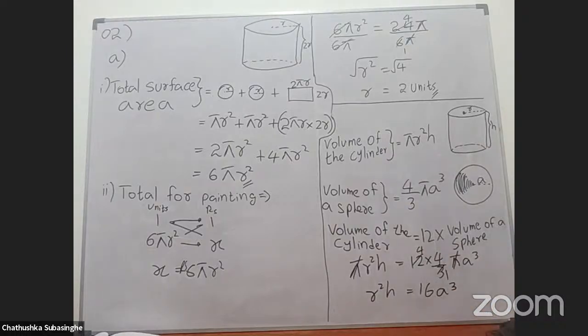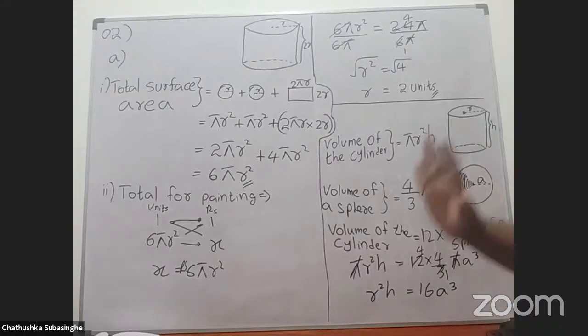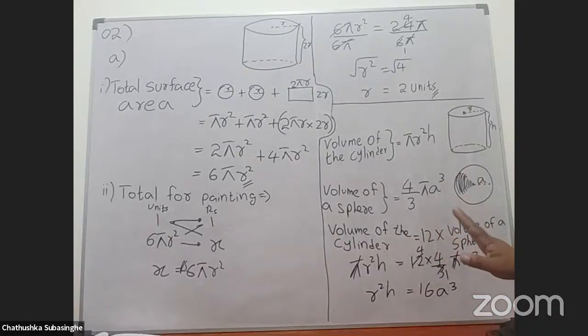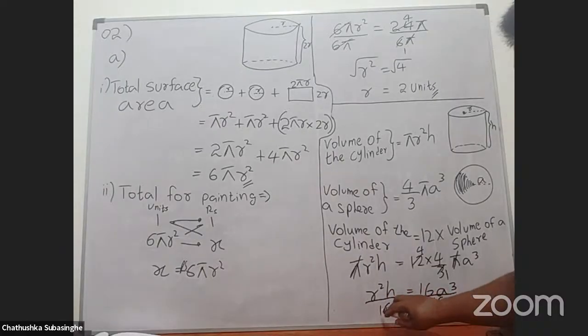Now look at the answer. They have given you an equation to show. So you have to show that. You can't just work it out by yourself. You have to get that and check. So the equation given is a cubed equals r squared h over 16. So what you have to do is divide this one by 16 so that you get a cubed equals r squared h over 16.